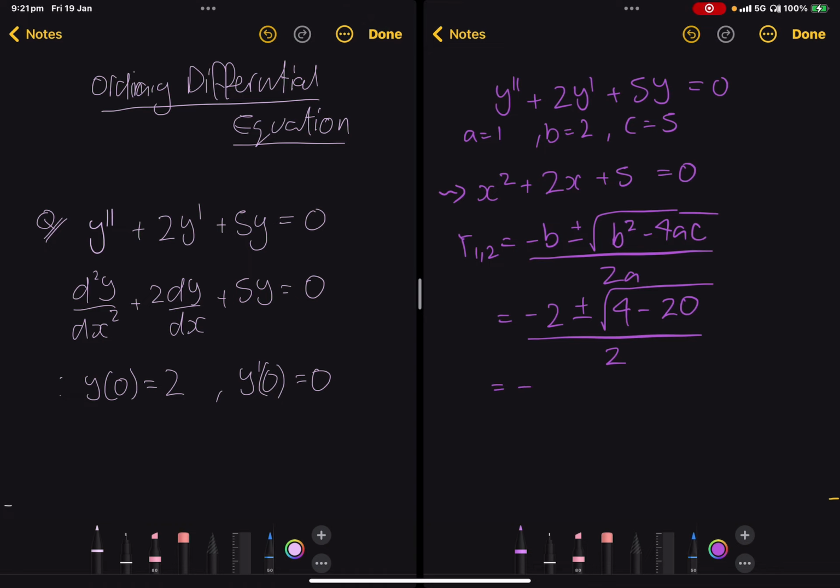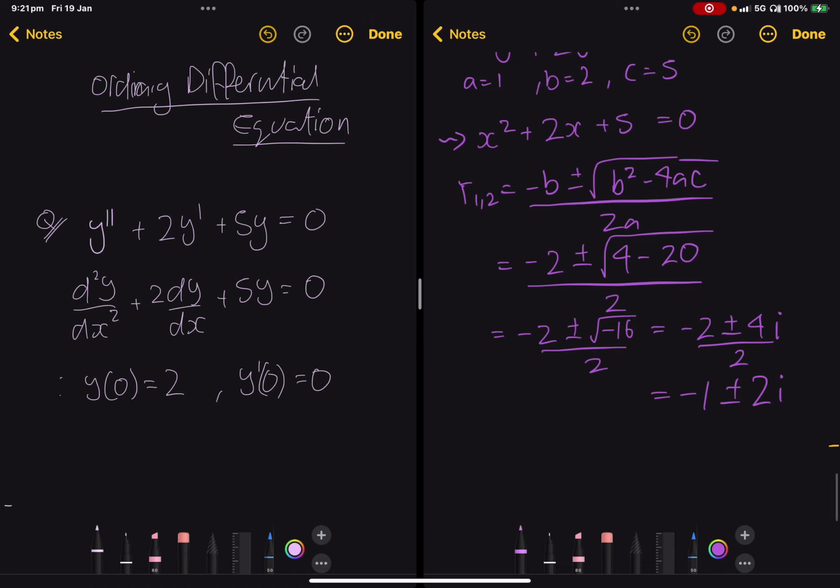This gives us minus 2 plus minus the square root of minus 16 all over 2. So the square root of minus 16 is actually the square root of 16 times the square root of minus 1. Square root of 16 is 4. So this becomes minus 2 plus minus 4i over 2. And then we can divide everything by 2. We'll get minus 1 plus minus 2i. So this is two complex roots, right? This is not real roots. It's not repeated real roots. It's two distinct complex roots.